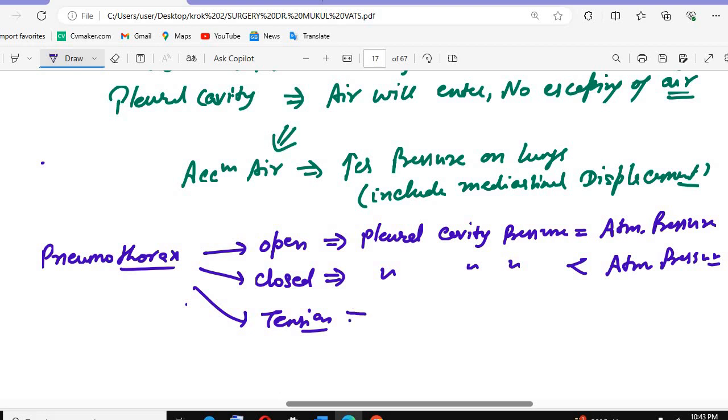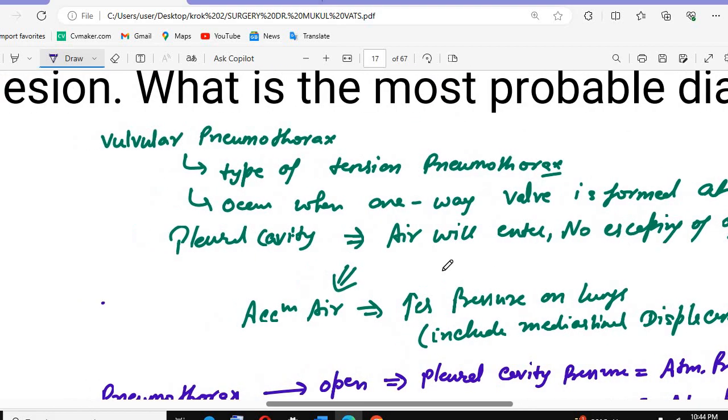In tension pneumothorax, the pleural cavity pressure will be more than the atmospheric pressure. The main difference between closed and tension is the presence of significant pressure within the pleural space. In closed, the pleural cavity pressure is less, but in tension the pleural cavity pressure is more. That is what you need to remember about the valvular pneumothorax.